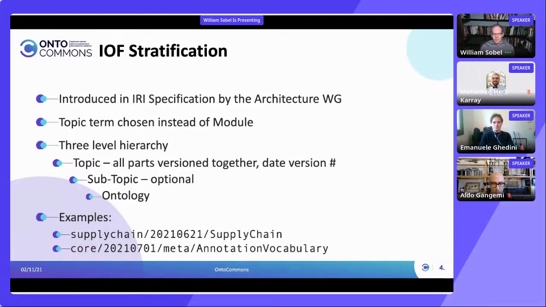For some examples, the topic is a supply chain. We have a supply chain ontology, too creative there. But a little bit more interesting, within core, we have meta ontologies, like the annotation vocabulary. We'll have events and observations and production planning and other ontologies. We haven't really done the breakdown yet, but what we found is that talking about it in terms of topics was an easier path than trying to talk about it as far as modularization goes.